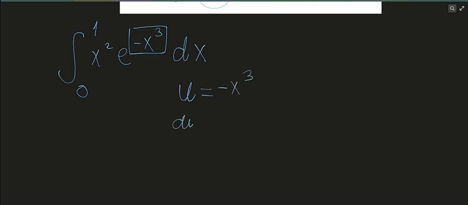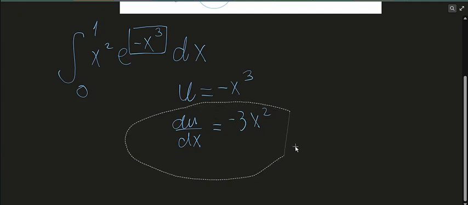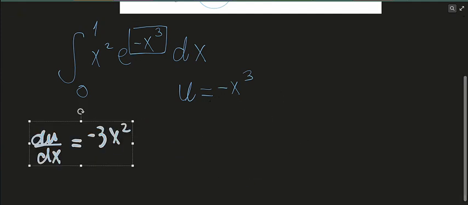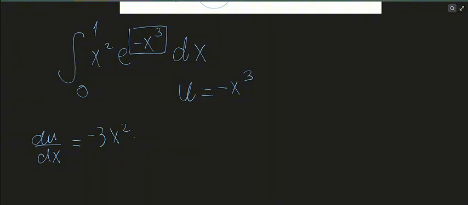Let's take du over dx. What is the derivative of this logically? It's negative 3x squared. So let me actually move this a bit to the left just so I don't run out of room. I apologize. So let's actually flip them over. dx over du is equal to 1 over negative 3x squared. Multiply both sides by du.